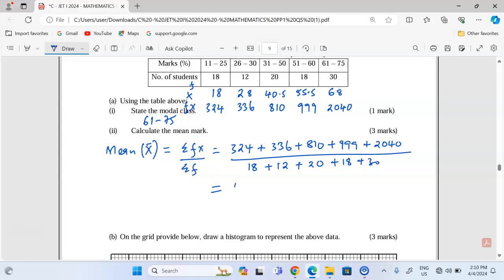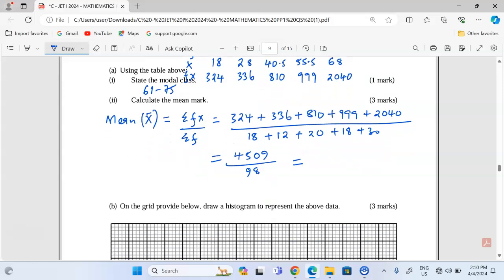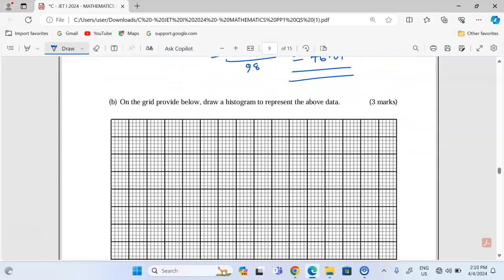This will be 4509 divided by 98, and to 4 significant figures when we divide, we're going to get a mean of 46.01. 46.01, that is the mean. Let's proceed to part B, the graphical work.